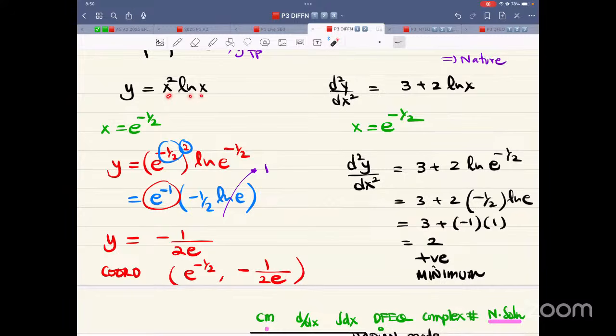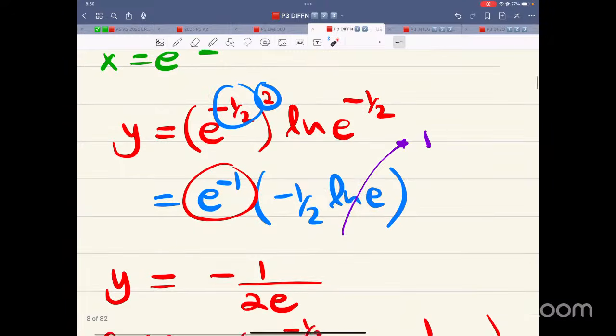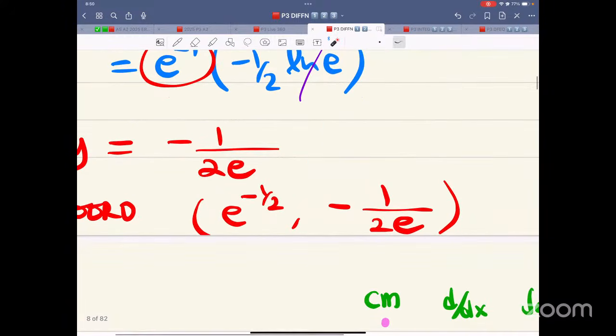So now over here, let's focus on this. x squared ln x, with e raised to the power of negative half, raised to the power of 2. The powers multiply: e raised to the power of negative 1, which can be written as 1 over e. Ln of e raised to the power of negative half is negative half ln e, and ln e is 1. So this is negative half, this is 1 over e, so this is negative 1 over 2e. Leave the answer in the exact form.